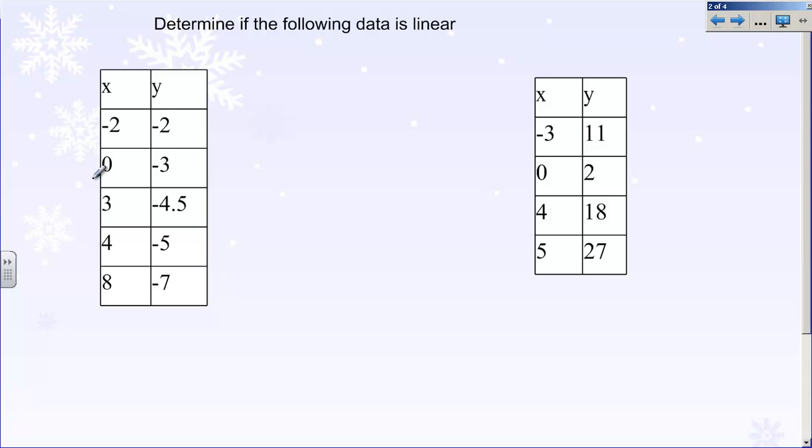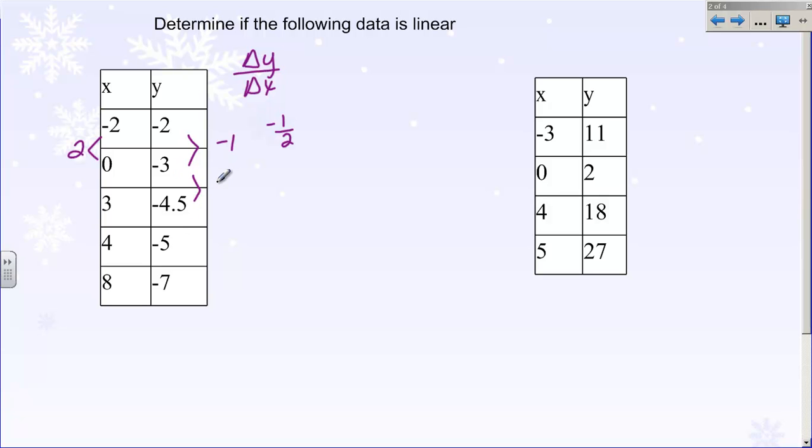So if you'll remember, when we have a table, to find the slope, we find the change in y over the change in x. And so that's all we're going to do. But we're going to do it all the way through the table and compare them to make sure that the rate of change or the slope is consistent. So if we look at this problem right here, my change in y from -2 to -3 is -1. And from -2 to 0 is 2. So my change in y over change in x is -1/2. So my slope right here is -1/2. So let's check these next 2 points. See if it's still consistent.